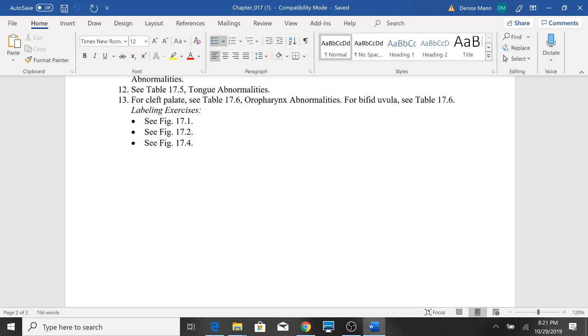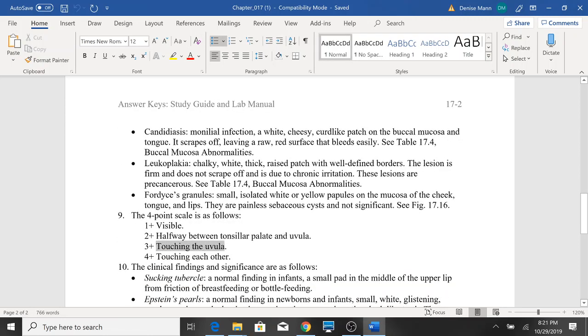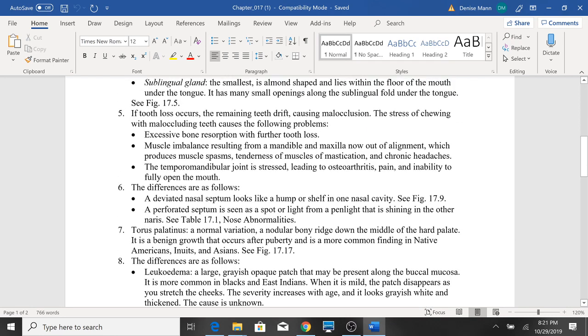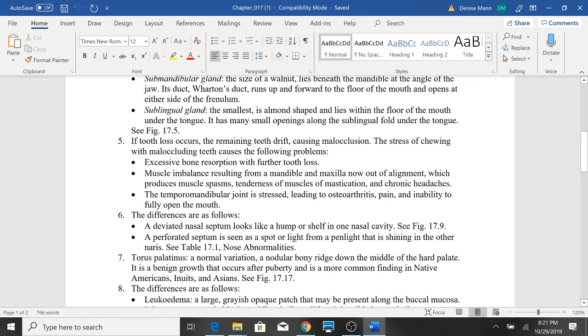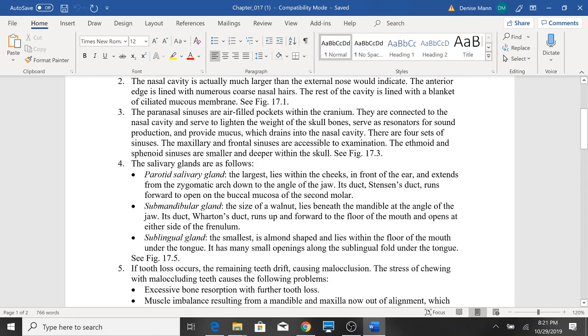What tonsils are graded as a 3+? What does that indicate? They are touching the uvula. What are the functions of the nasal turbinates? Remember, warming inhaled air is one of the functions, mainly. So, the opening of an adult's parotid gland, Stensen's duct, is opposite to what? Stensen's duct runs forward to the buccal mucosa, opposite the upper second molar.